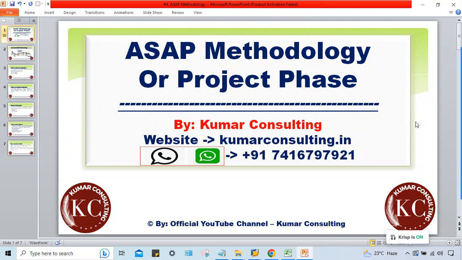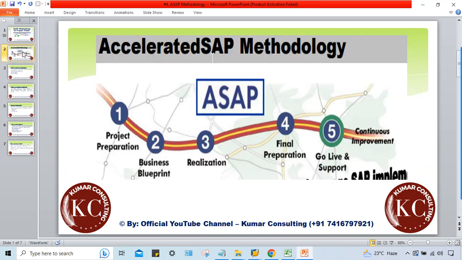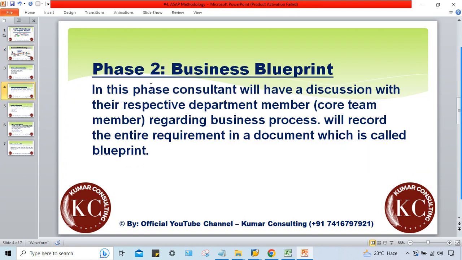Guys, welcome back. So now once again we'll talk about ASAP methodology. In this session, we'll talk about the second phase, that is business blueprint phase. So look at here guys, in this phase, consultant will have a discussion with their respective department member. Okay, that is called core team member regarding the business process.